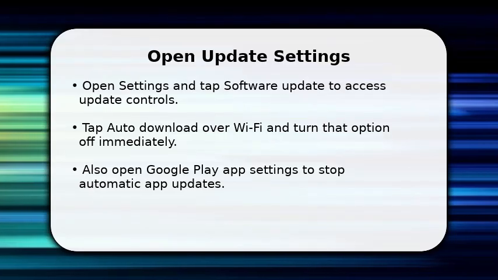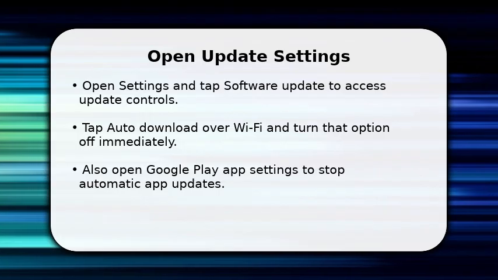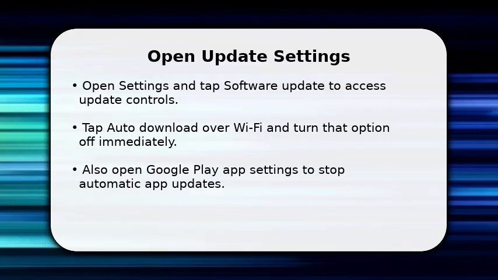Open your Samsung tablet and unlock it to the home screen. Open Settings and scroll to Software Update to access update controls. Tap Software Update and then tap Auto Download over Wi-Fi to reveal options. Toggle Auto Download over Wi-Fi off so updates stop downloading automatically.